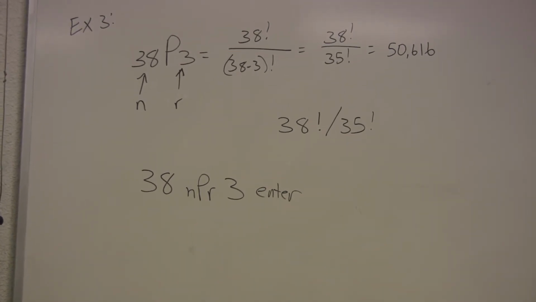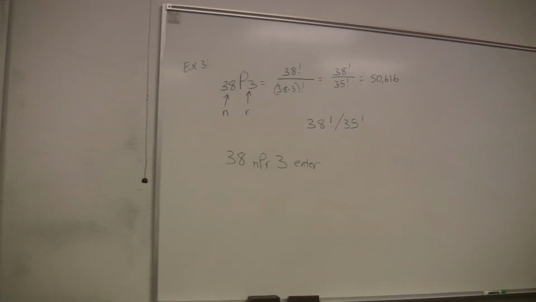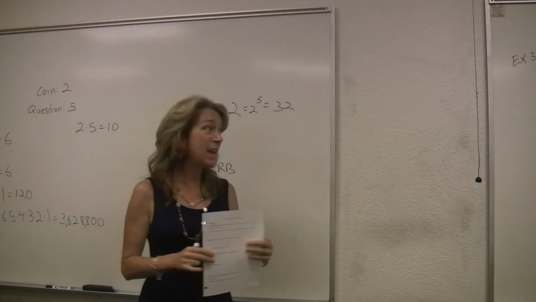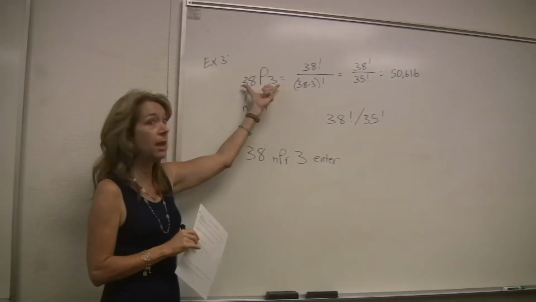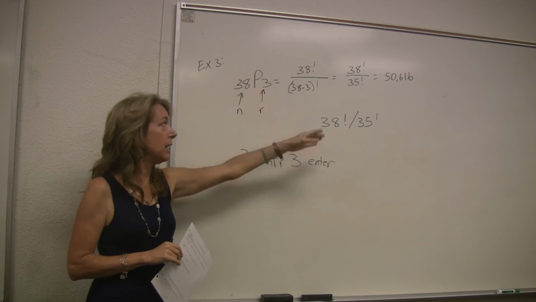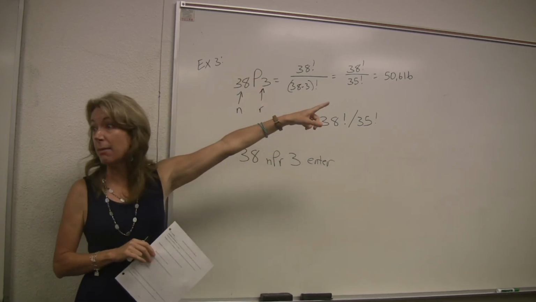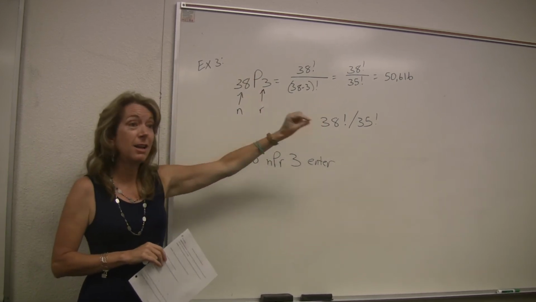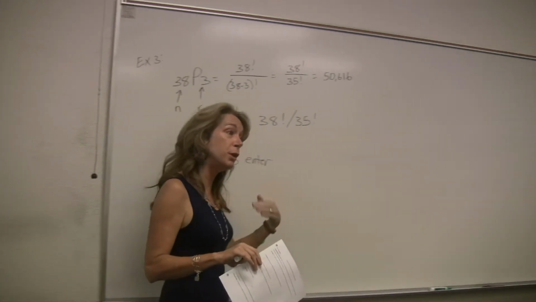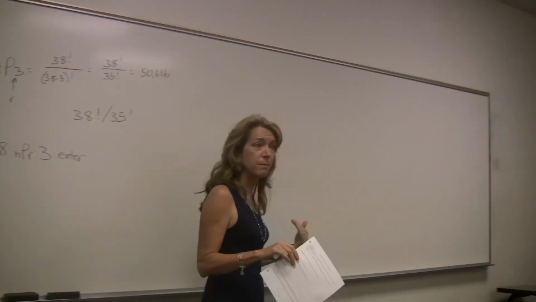You may use this button on a test to find these numbers. You just need to tell me that that's what you did. If you just say, I'm trying to find 38P3 and the answer is that, I'm fine with that. I'm assuming you put it in your calculator. The important part here is that you knew it was permutations because the order mattered.